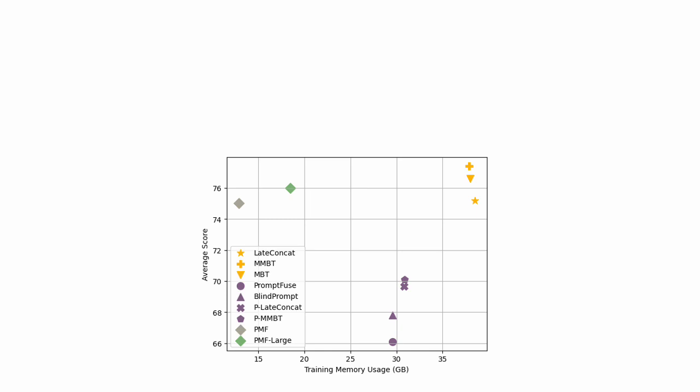In the figure, the y-axis is the average score of 3 tasks, and the x-axis is the maximum GPU memory usage during training. All yellow entries are fine-tuning based methods. All purple entries are prompt-based methods.